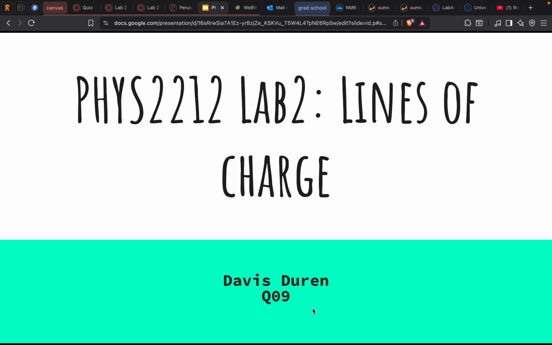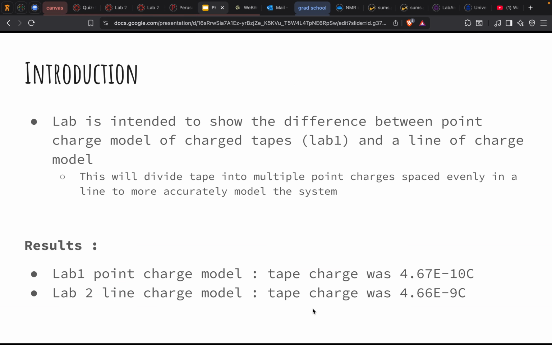We'll be discussing Lab 2, lines of charge. This lab was pretty much a continuation of Lab 1, in which we charged up 2 tapes and used computational models to determine the charge on the tapes. In Lab 1 we used a point charge model to represent the tapes, and now we will be using a line of charge model, in which the tape actually has some length to it. This divides our tape into multiple point charges that are spaced evenly, and the hope is to more accurately model the system.